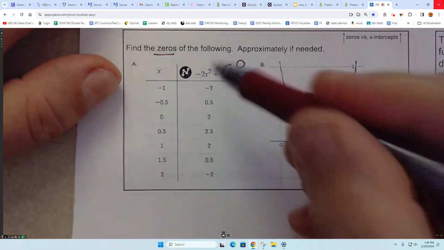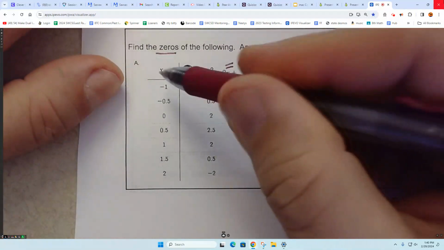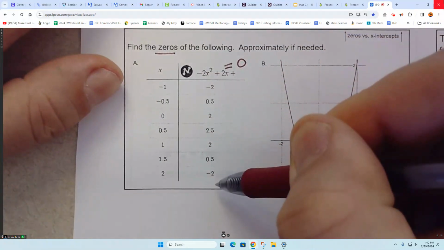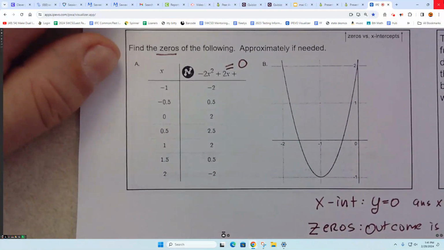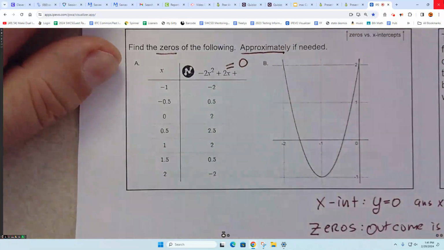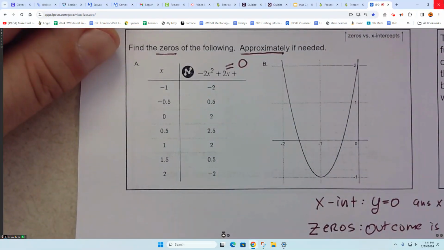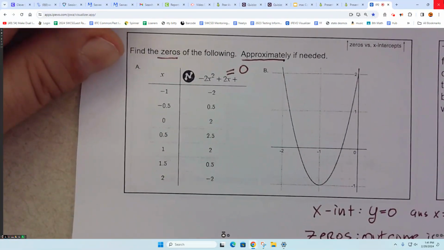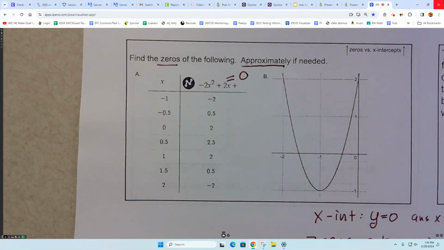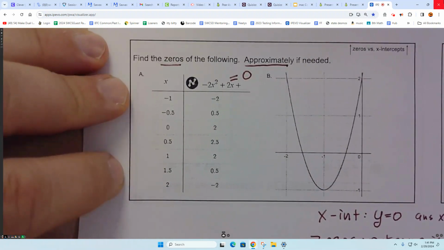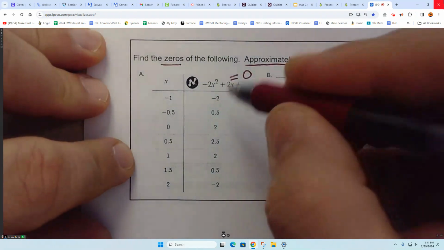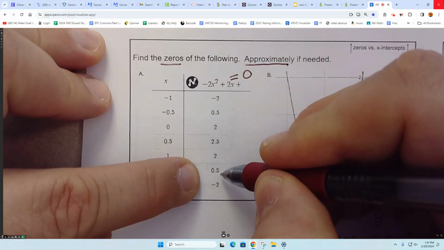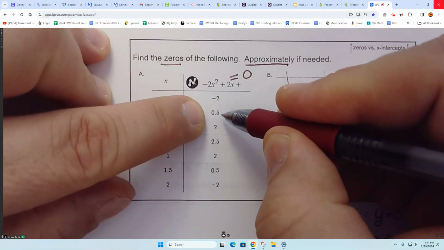Okay. So we do not want this side to equal 0. We want this side to equal 0. Do you see where it equals 0? No. It says we're going to approximate. Something equals 0 when it goes from positive to negative or vice versa. Where does this go from positive to negative? 0.5, on the x side.